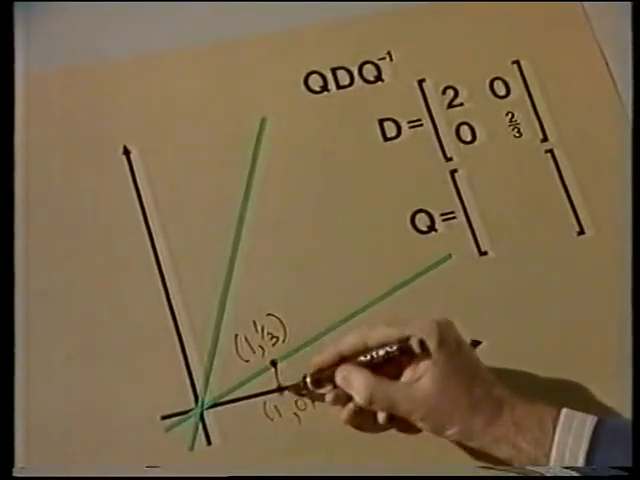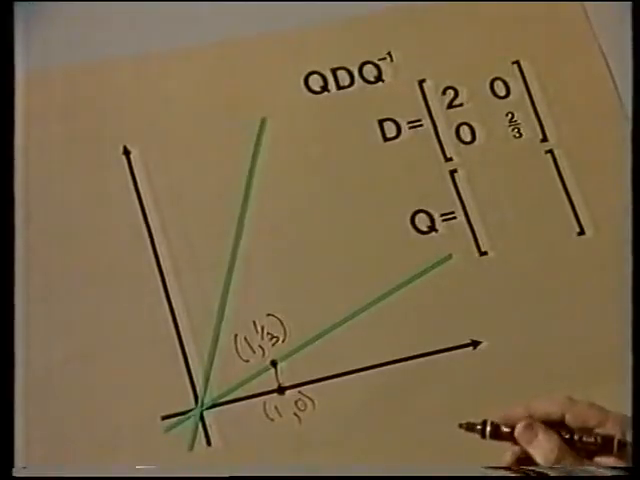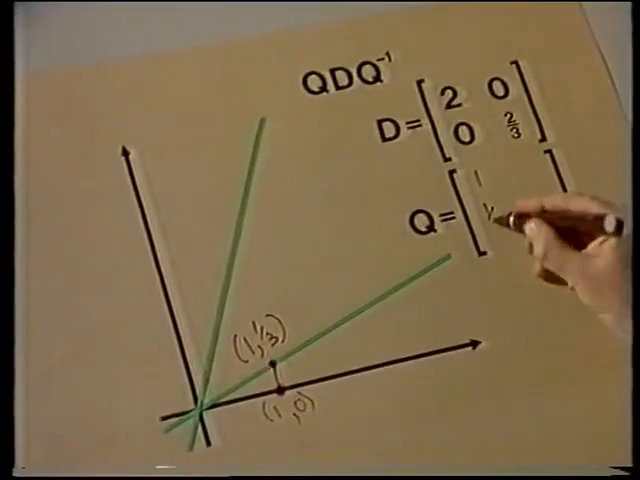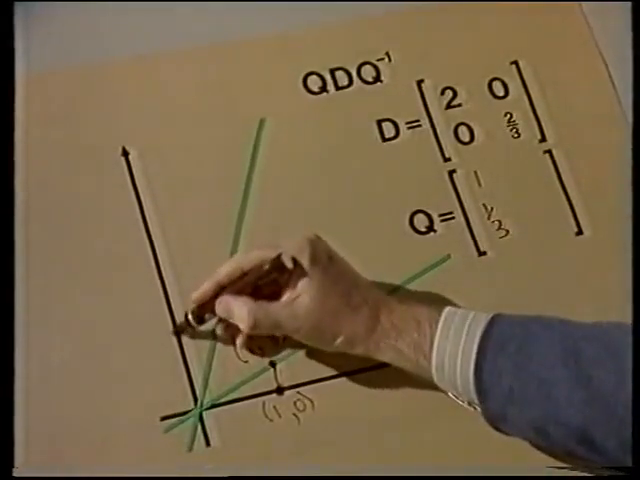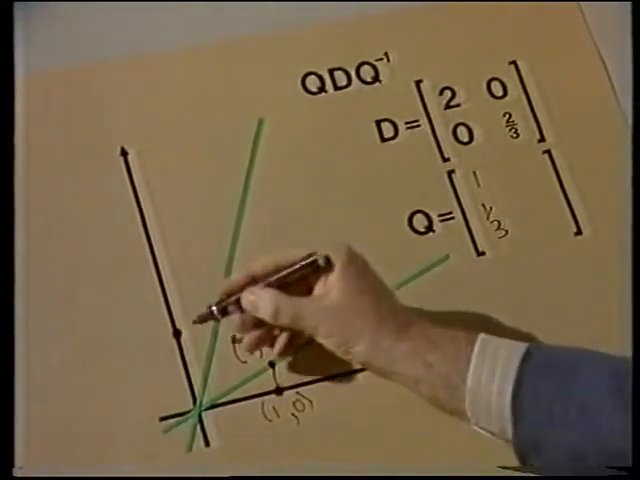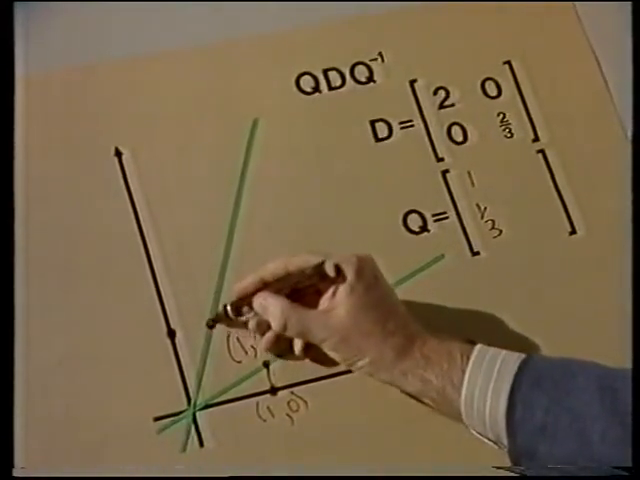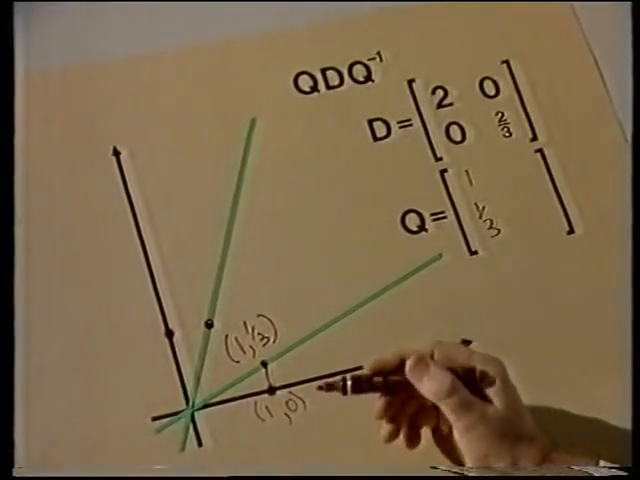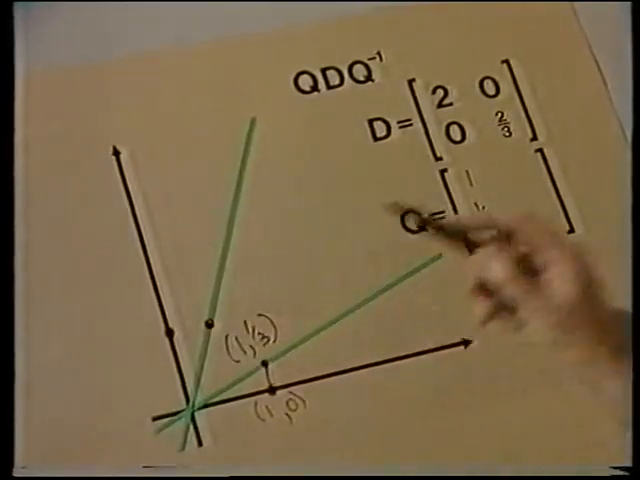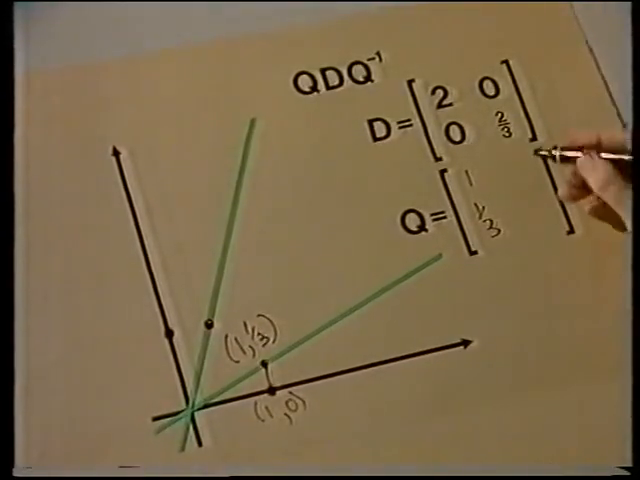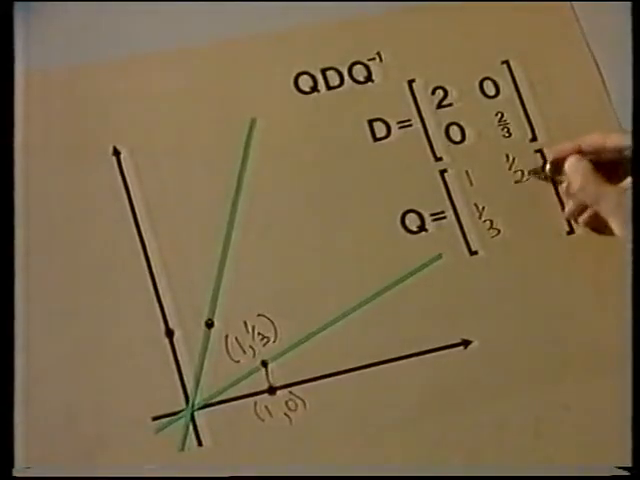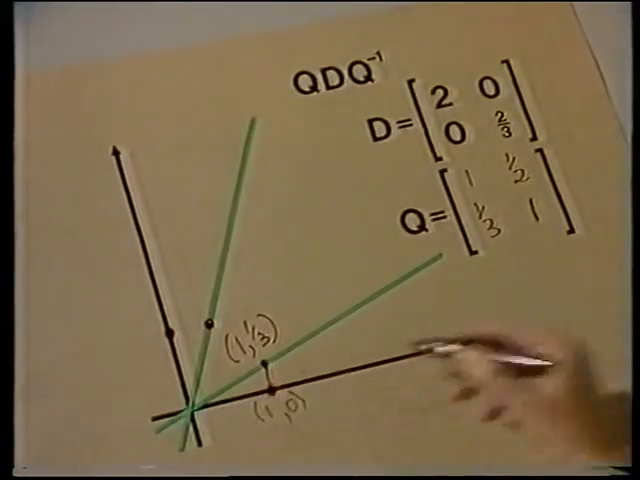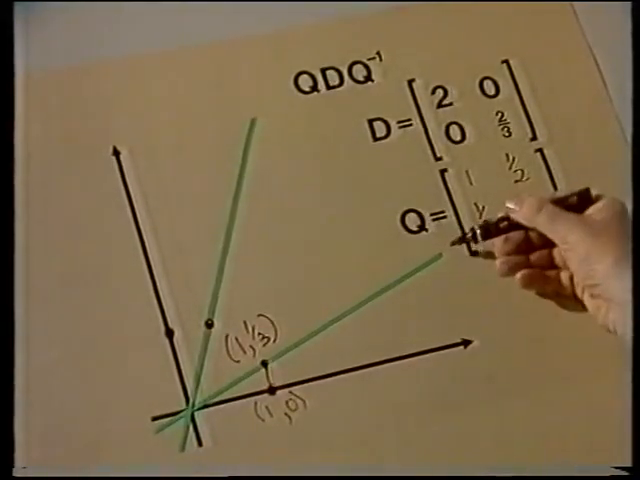Well, in fact, the image of (1, 0) just gives me the first column of my matrix. So the first column of Q is (1, 1/3). Now I would take the point (0, 1) on the y-axis and transform it across to this point on the second eigenline, which has coordinates (1/2, 1). And the image of (0, 1) gives me the second column of my matrix, and so the second column of Q is (1/2, 1).